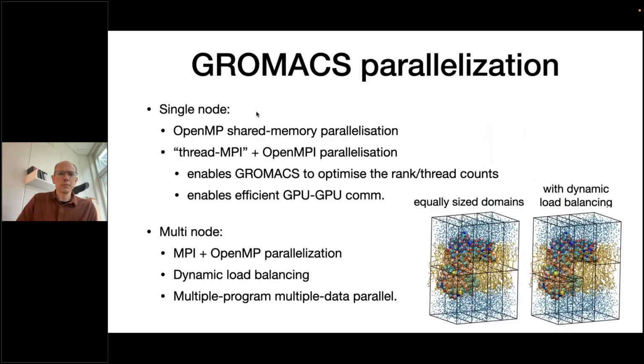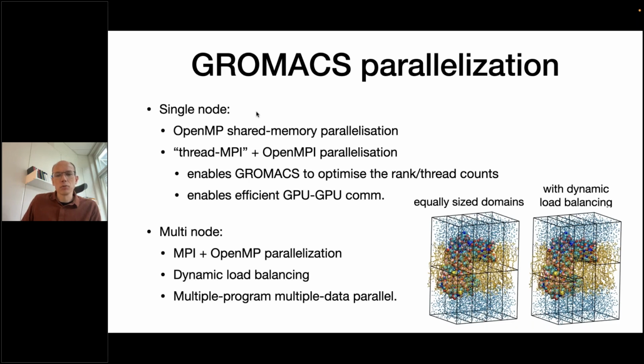Okay, so then what kind of parallelization does GROMACS have? On a single node, we have OpenMP shared memory parallelization. Then we also have another option, which is what we call thread MPI plus OpenMP. So we have our own MPI-like library, which is not actually MPI, but just uses threads, so that it's actually not using processes.